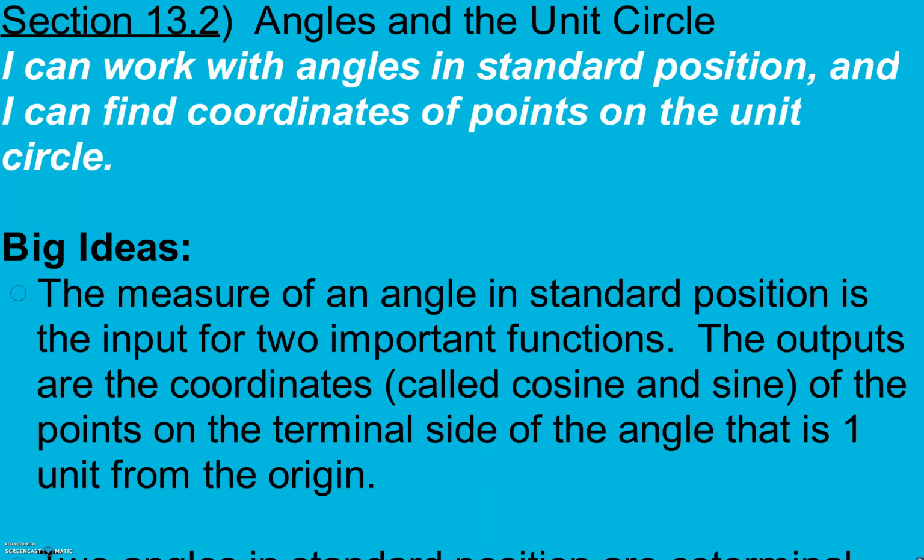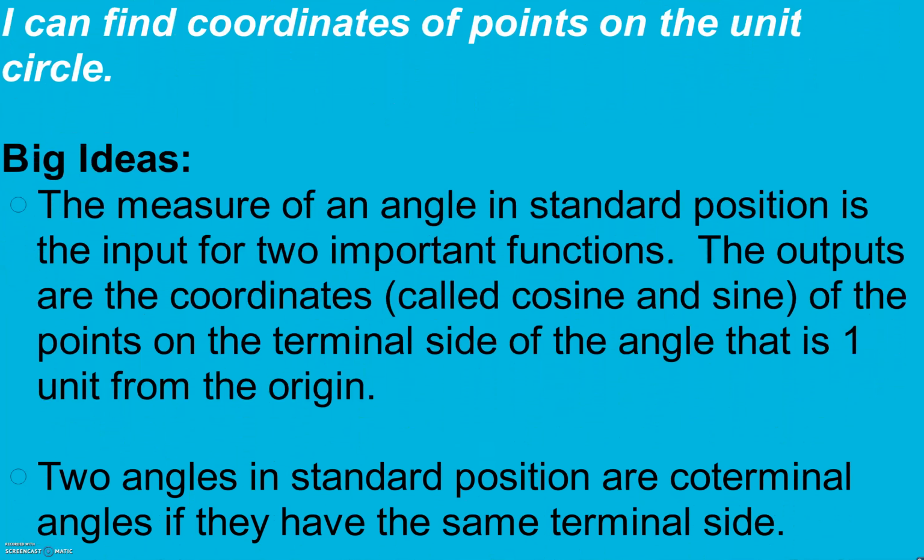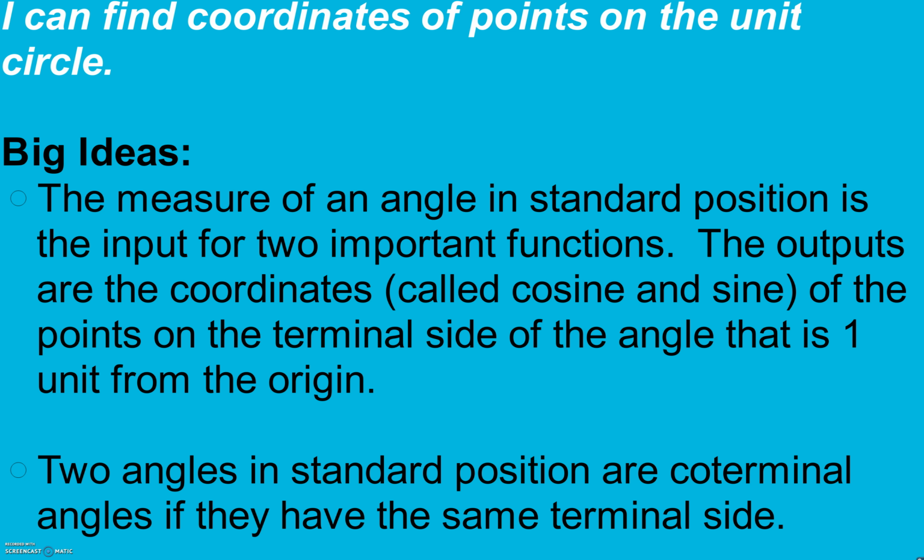Section 13.2 here is angles in the unit circle. I can work with angles in standard position, and I can find coordinates of points on the unit circle. Big ideas for this section. The measure of an angle in standard position is the input for two important functions. The outputs are the coordinates, called cosine and sine, of the points on the terminal side of the angle that is 1 unit from the origin.